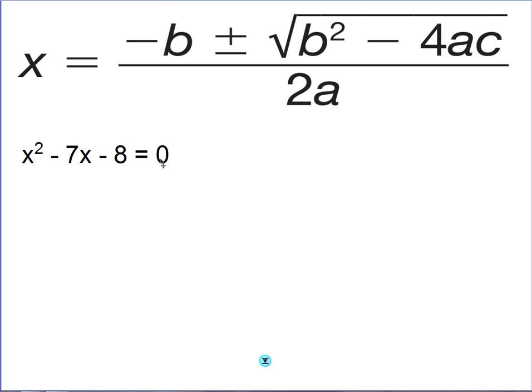Okay, so here's our first quadratic that we're going to use quadratic formula on. I got the formula up here at the top. We need to know a, b, and c. So we've got a is 1, b is negative 7, and c is negative 8. It's equal to 0, so we can do our a, b, and c.